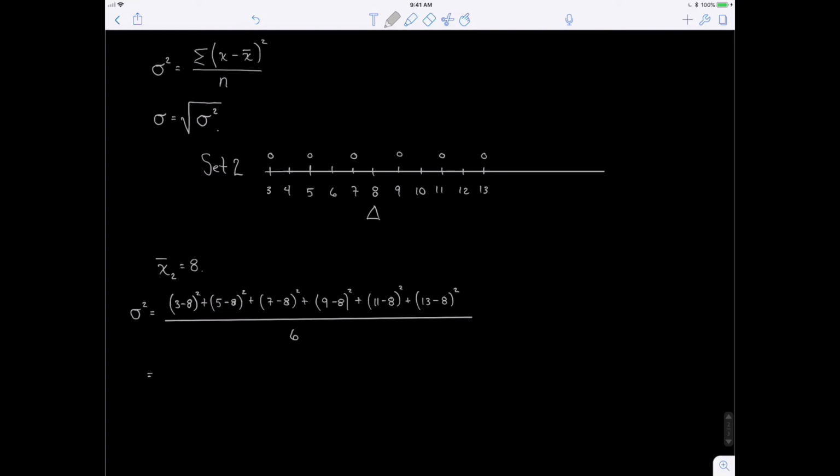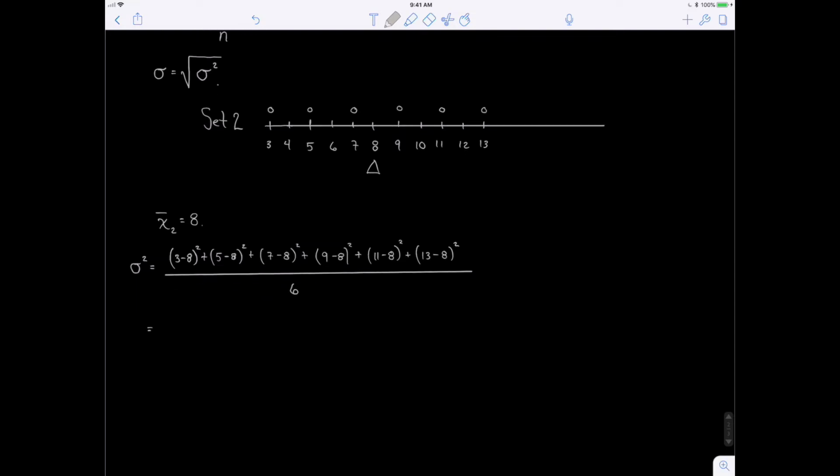And so let's see what we get here. 3 minus 8 is negative 5, but if we square it, we get 25. Plus 5 minus 8 is negative 3, but we square it to get 9. Plus 7 minus 8 is negative 1, but we square it to get 1. Plus 9 minus 8 is 1, we square it, we get 1. Plus 11 minus 8 is 3, squared is 9. Plus 13 minus 8, that's 5, and we'll square it for 25. Put a line under all of that. We'll divide it by 6.